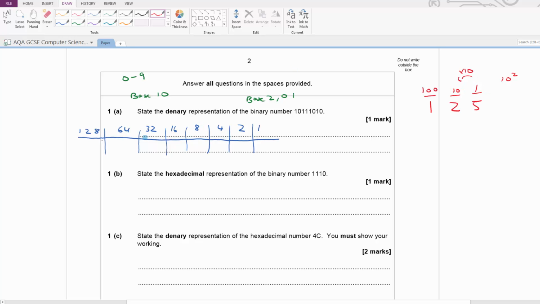And you can see with the binary columns it's the same. So this is 2 to the power 0, 2 to the power 1, 2 squared, and so on. And this is where the column headings come from, and then we double them each time. That's the same effect. So what I tend to do when you're converting from binary to denary is you write your binary number into your table.